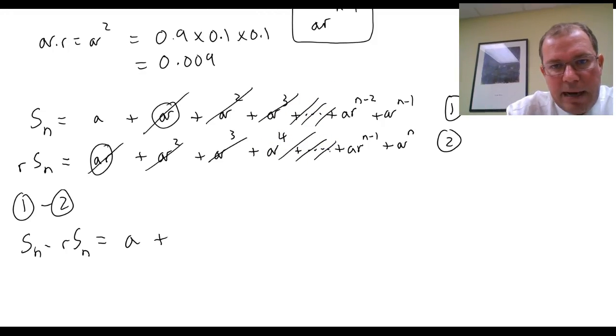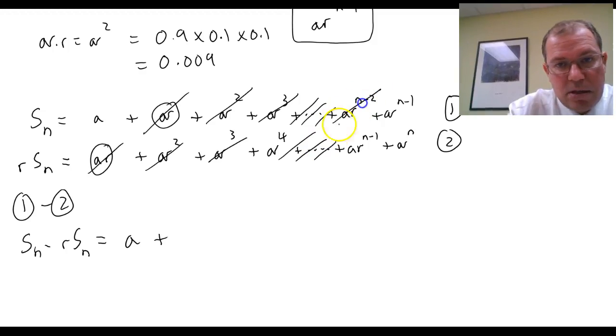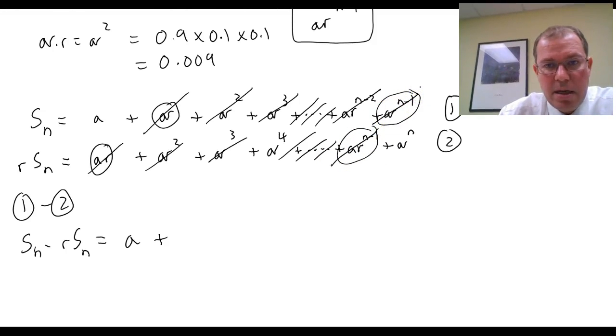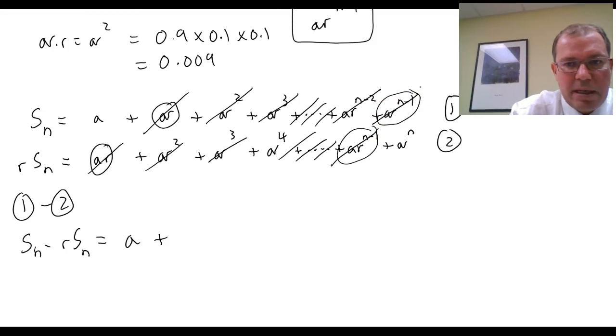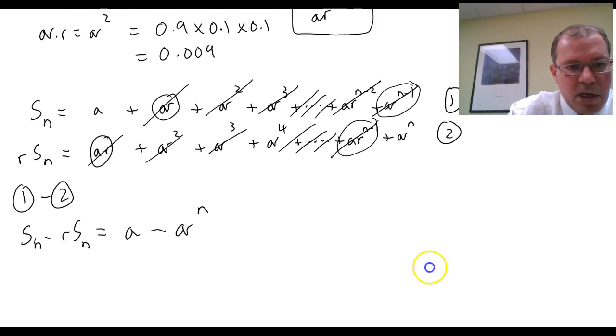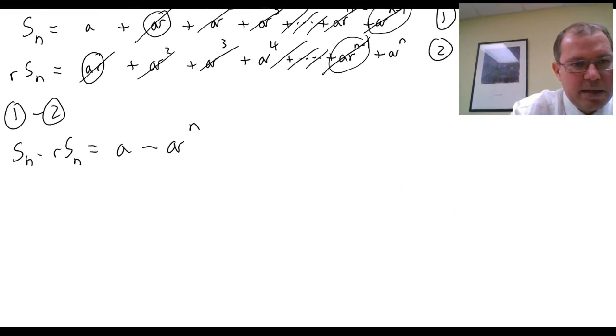And finally, I'll have an AR to the n minus 2 that will cancel with the one before. The AR to the n minus 1, the last term here, will cancel with the penultimate term there, second to last. And I'll only be left with this AR to the n. And of course it would be minus AR to the n, because I was doing minus equation 2. So I have minus AR to the power n. Well, that's looking nice. Lots of things cancelled.